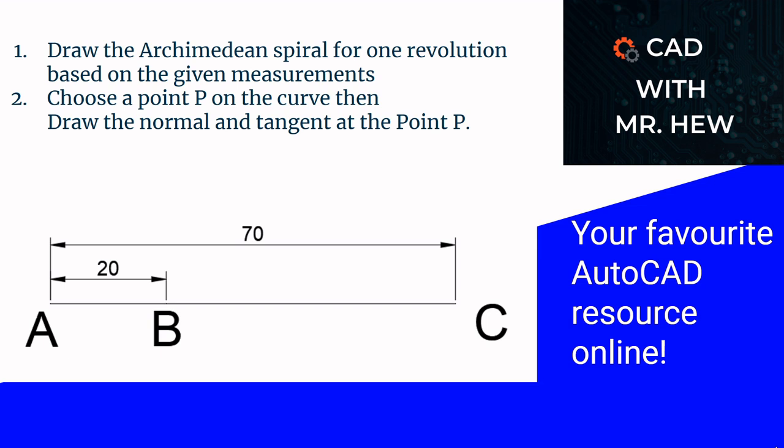So below is the drawing that is accompanying the question. So we have the line AC, which is 70 millimeters long, and we have the point B, which is 20 millimeters to the right of A. So we'll be starting the drawing now.